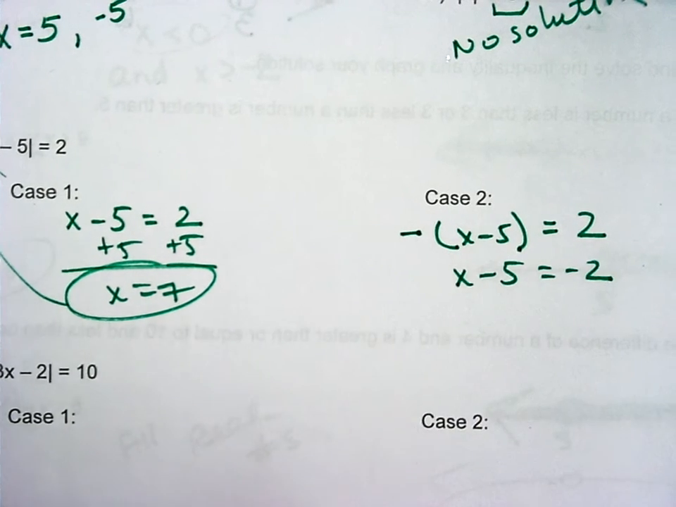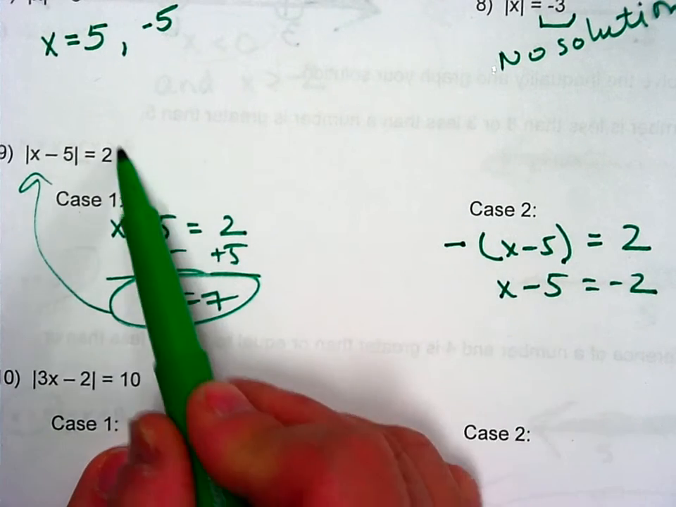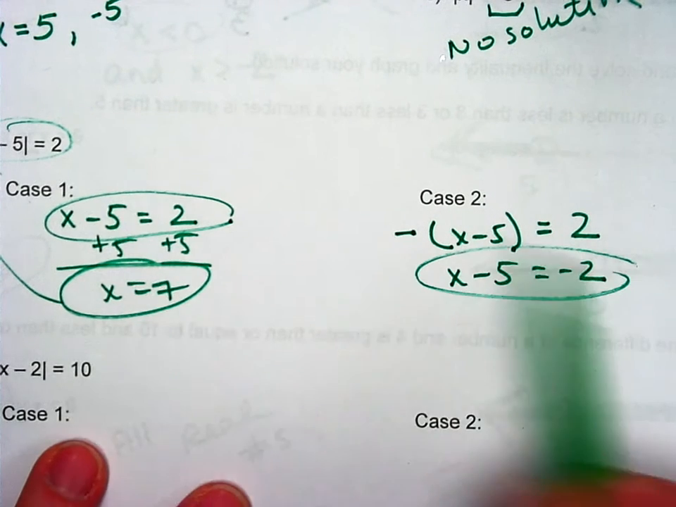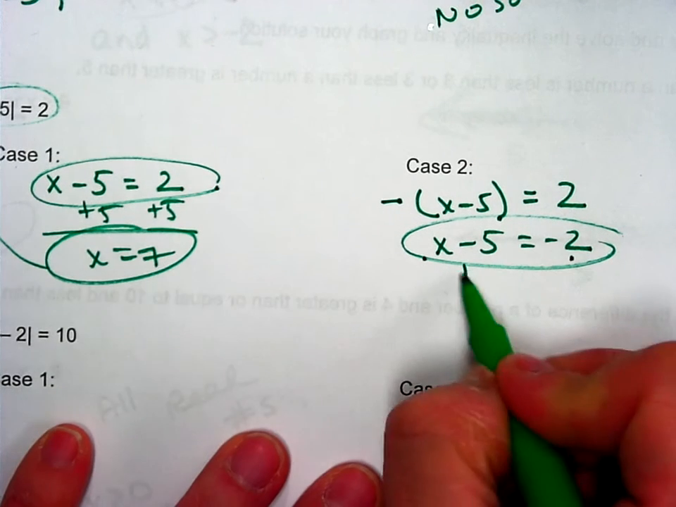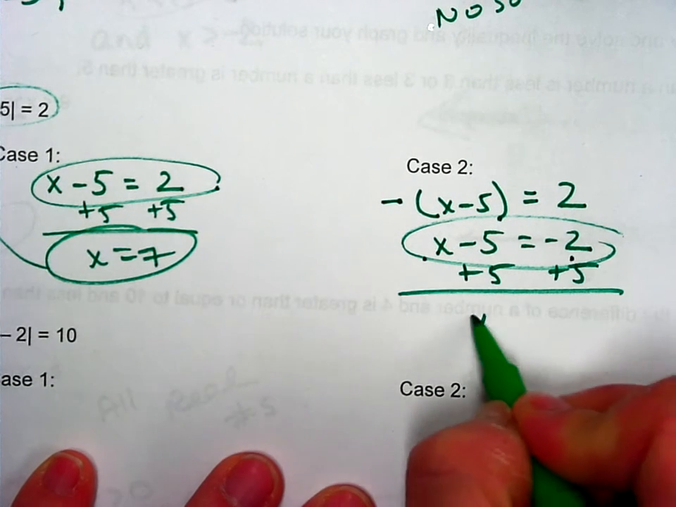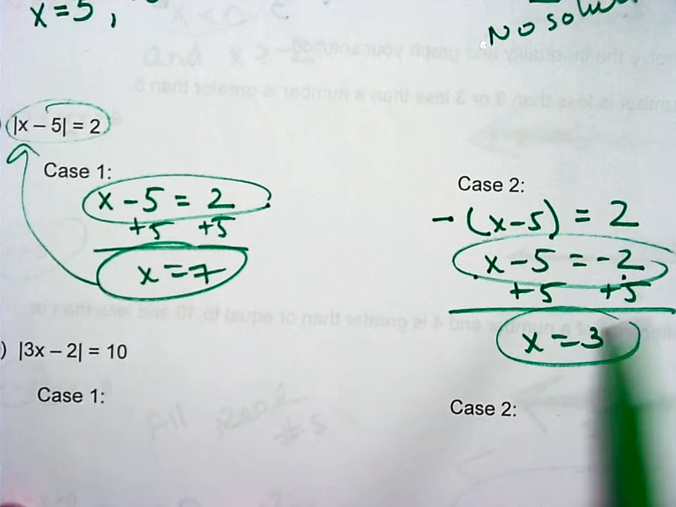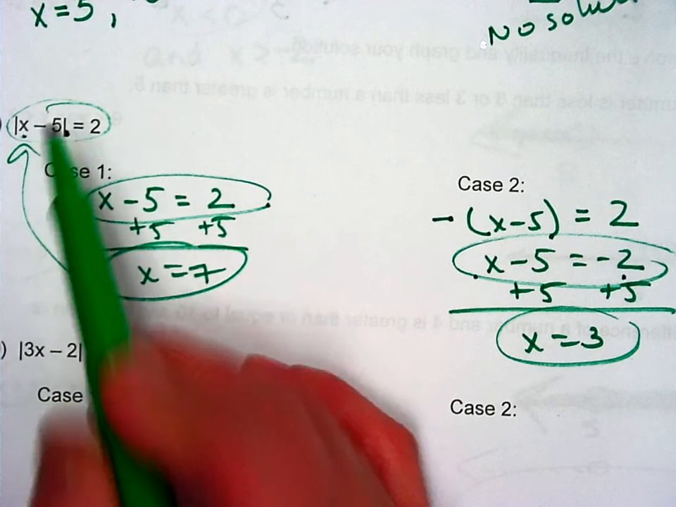What I typically recommend is that when you set up your two cases, just rewrite the original problem exactly as is. Your second case will be the original problem, but then this number, just make it opposite. So if I add 5, x equals 3 is my other solution, and if you check it, it should work. 3 minus 5 is -2, but the absolute value of -2 is 2. Okay, let's try the next example.